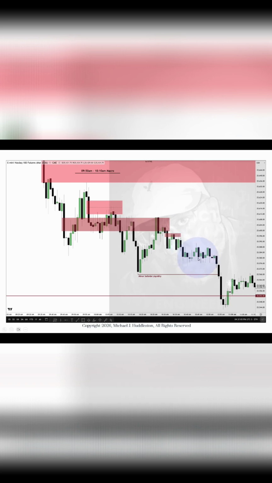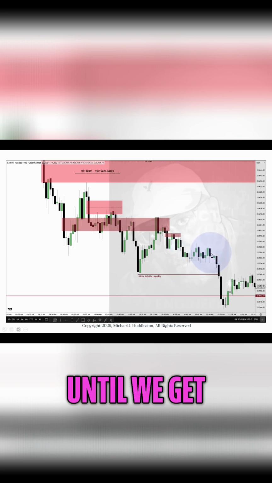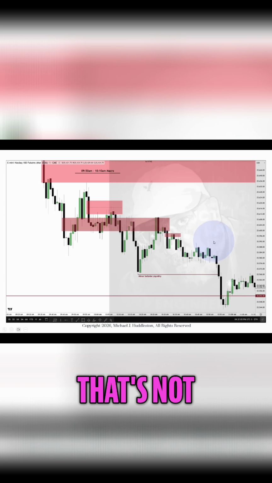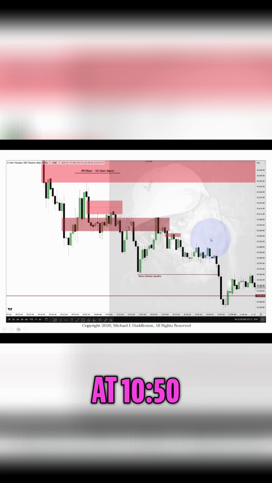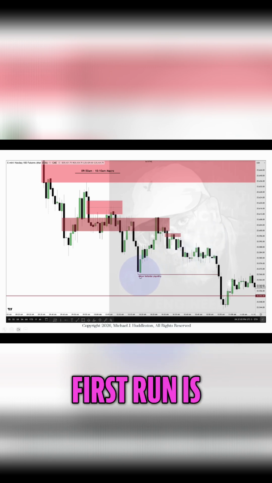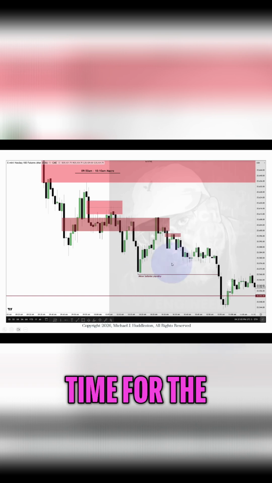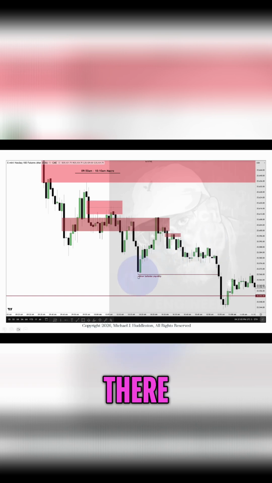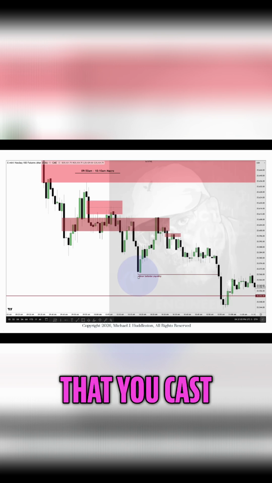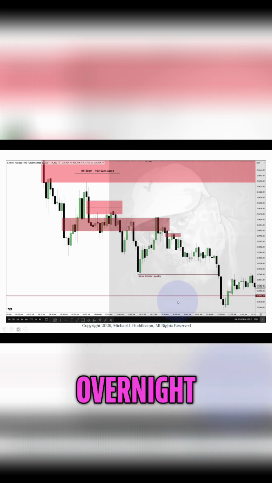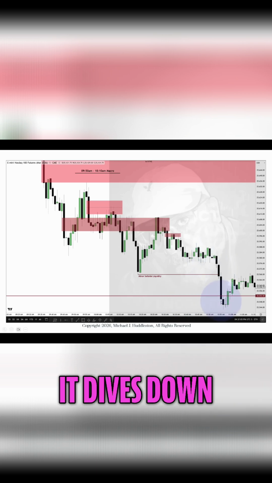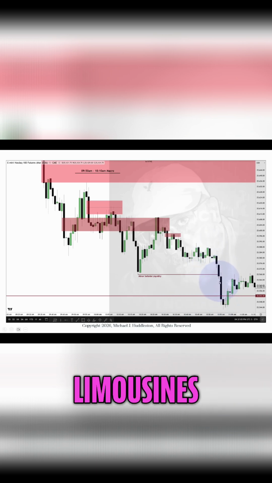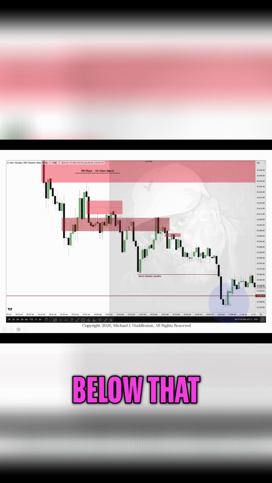And we're going sideways, sideways, sideways until we get to a macro time. That's not highlighted here. You do it on your chart. At 10:50 to 11:10, it's going to displace. Where's it going to displace? First run is here, so you cast forth a vision. Time for the market to run. Where? Lower. What's the nearby sell side? There. Where's it been drawing to, and where's the original vision that you cast forth over the chart? Overnight lows. It dives down. You have long, stretched out black limousines running down to the 654 club below that low.